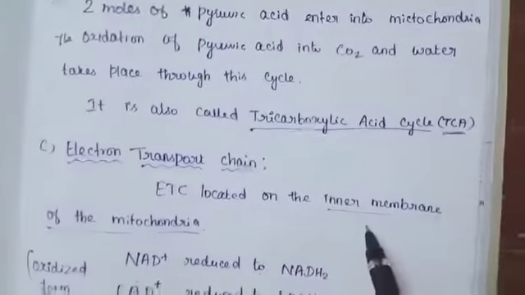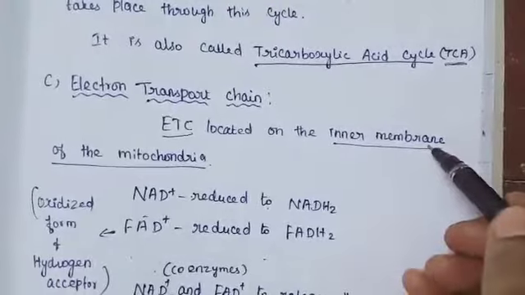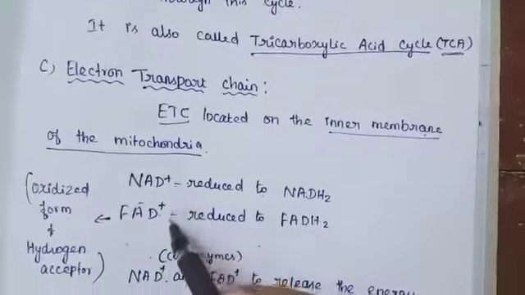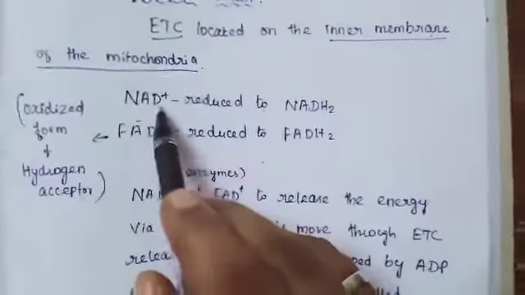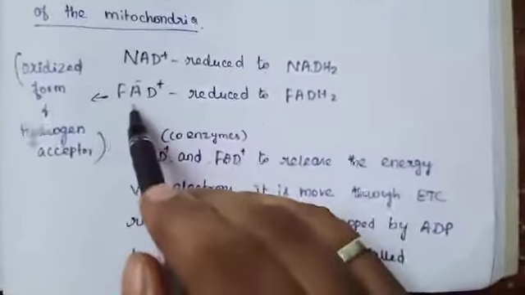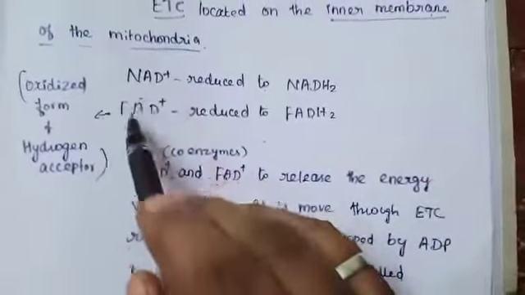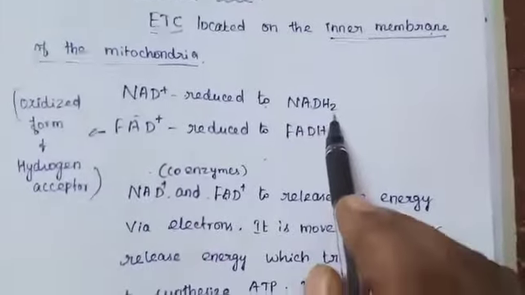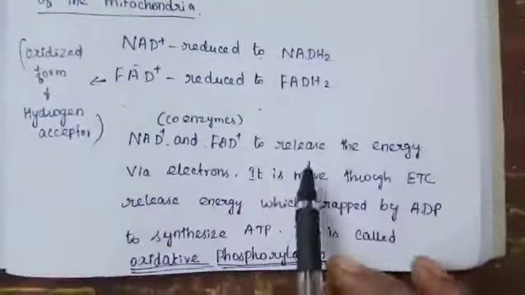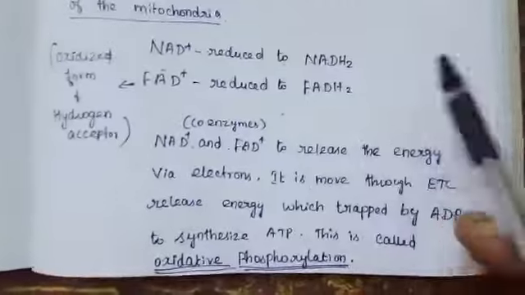Next, electron transport chain, ETC. It is located on the inner membrane of mitochondria. Here NAD and FAD are coenzymes. NAD is nicotinamide adenine dinucleotide. FAD is flavin adenine dinucleotide. These two are in oxidized form, and they are hydrogen acceptors. NAD plus is reduced to NADH2, FAD is reduced to FADH2. These two coenzymes release energy via electrons.